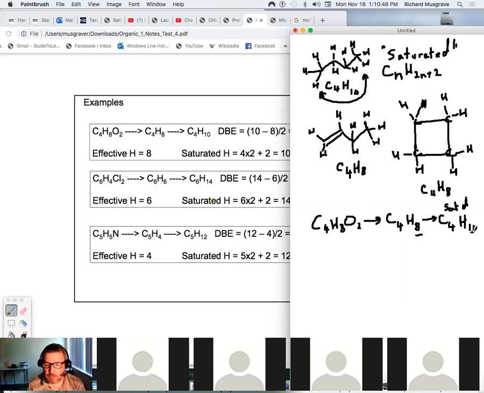So then what we do is we subtract those two, 10 minus 8, divided by 2, which equals 1. So we know that C4H8O2 would have 1 double bond equivalent. Now, I couldn't tell you if it's a ring or a double bond, but I can tell you it's just got one of those. Does anybody have any questions?